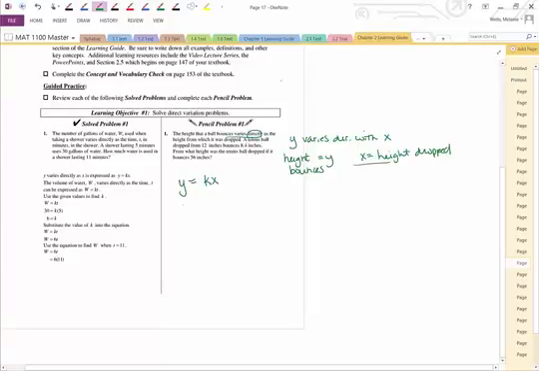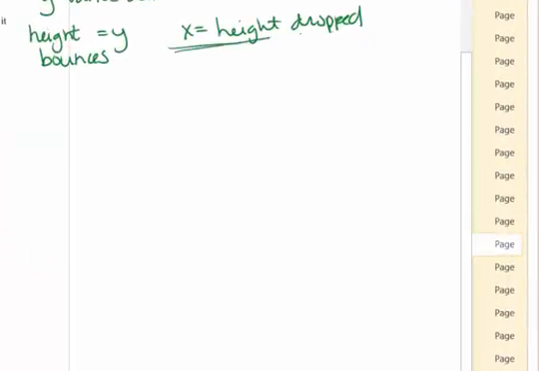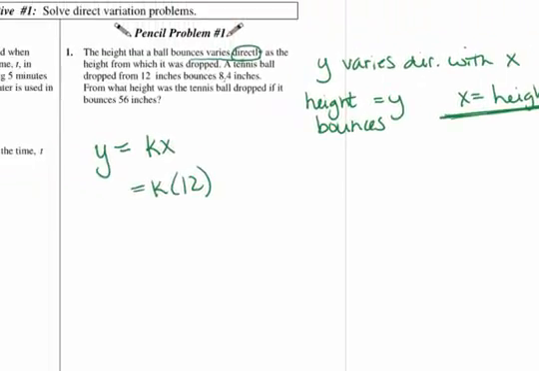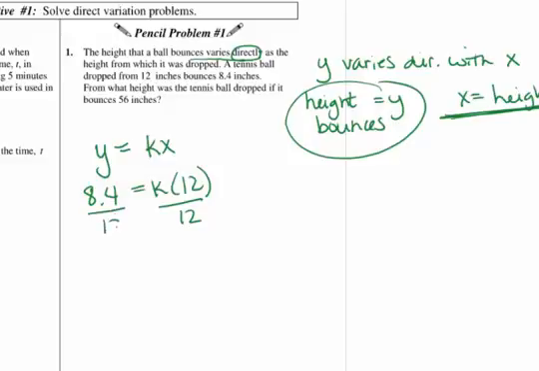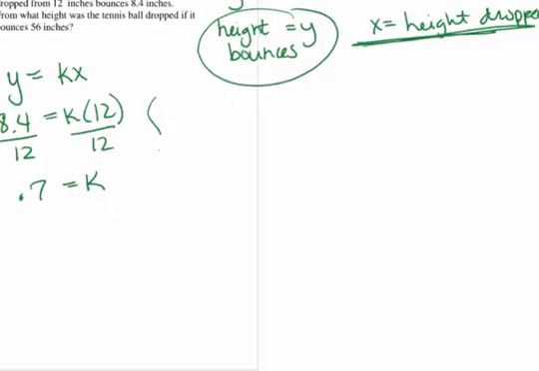So a tennis ball is dropped from 12 inches. So the height that it's dropped is x. And it bounces 8.4 inches, which is what we said y was. Let's divide both sides by 12. 8.4 divided by 12 is 0.7. Now let's plug that back into our equation. So we have y equals 0.7 times x.